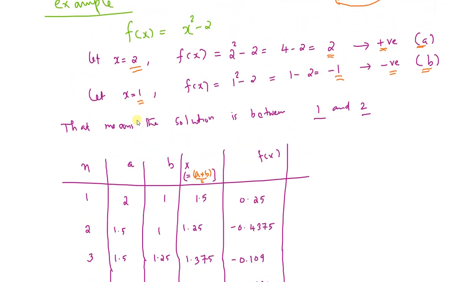Now the upper limit is taken as a. That is, when we put x is equal to 2, we got a positive value for this function, and the upper limit is a. The lower limit is taken as b. So when we substituted 1 in this function, we got a negative value, so that is taken as the lower limit.